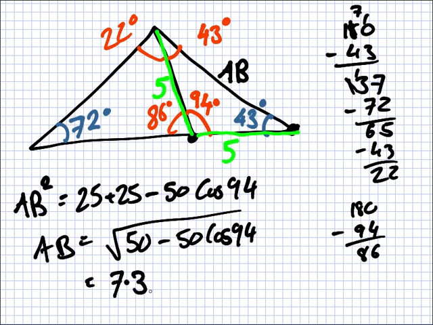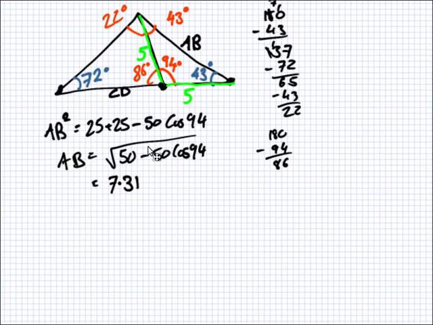7.3. What's after the 3? Is it exactly 7.3 or did you round it off? It doesn't matter, I'm just curious. 7.313. Okay, so we'll take 7.31 then. And now the next one is to get CD, this length here. What would be the best way to get that now? I think the sine rule might work better here.